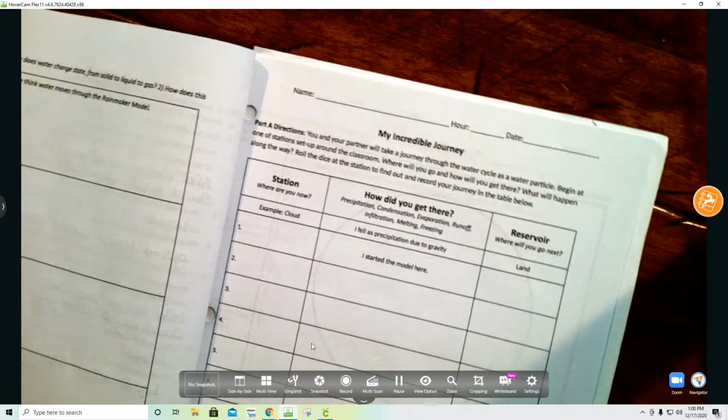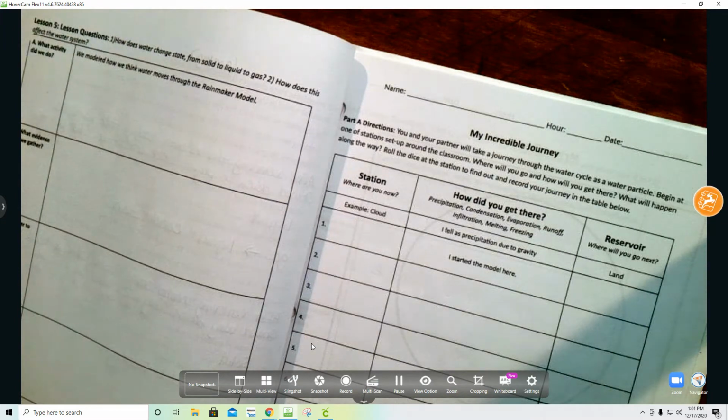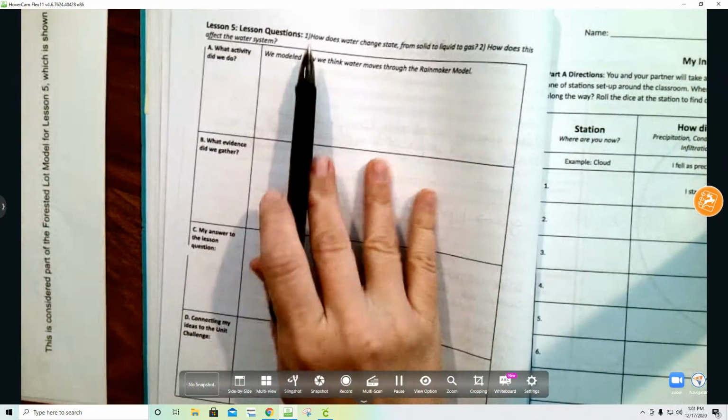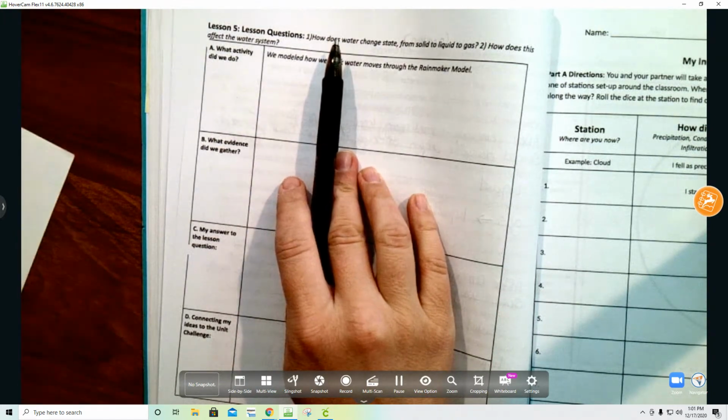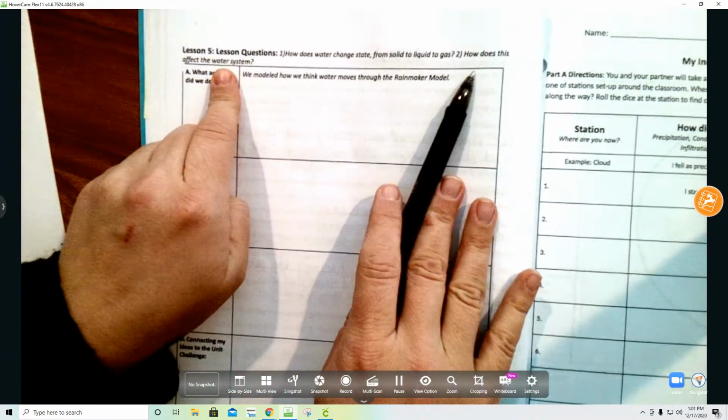Forgive me, I can't remember which book I did it in, but I do already have this written down. You should also already have B written down. If you don't have B already written down, please go back and do that. For our purposes, though, I'm just going to jump ahead to part C. It says my answer to the lesson question. Remember the lesson question at the top: how does water change state from solid to a liquid to a gas? And the second part is how does this affect the water system?